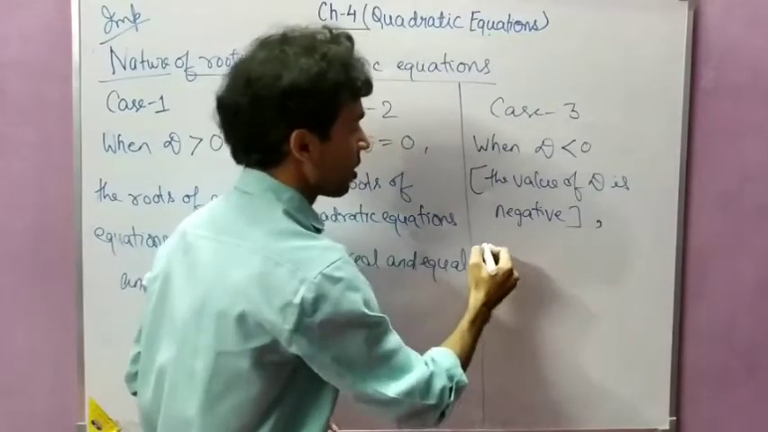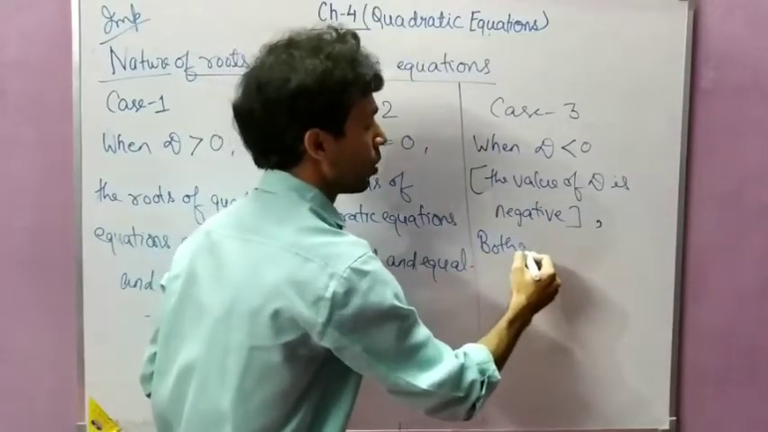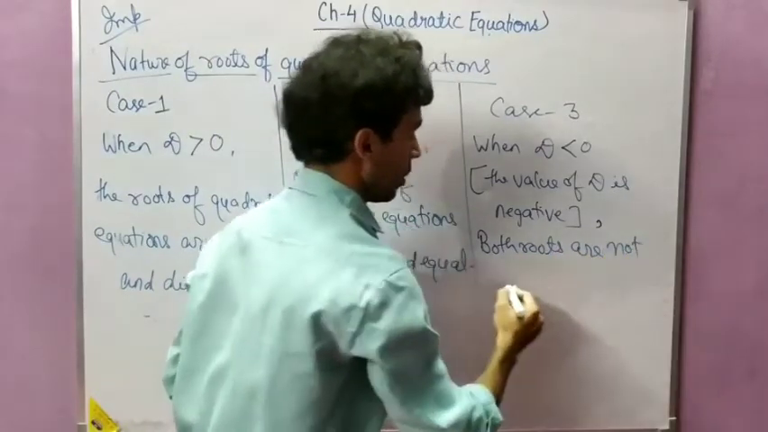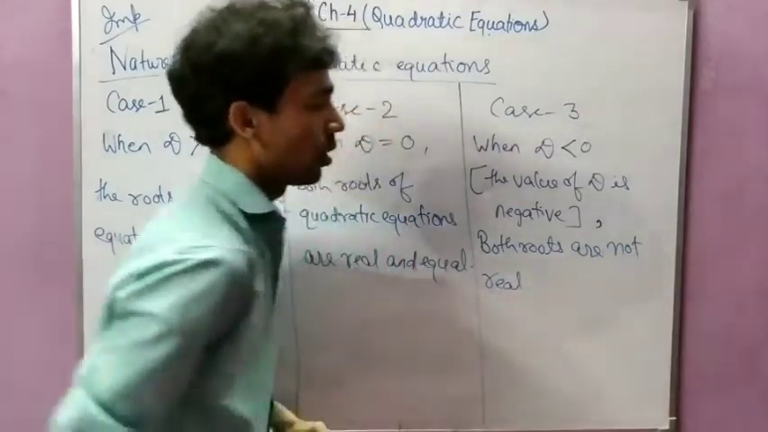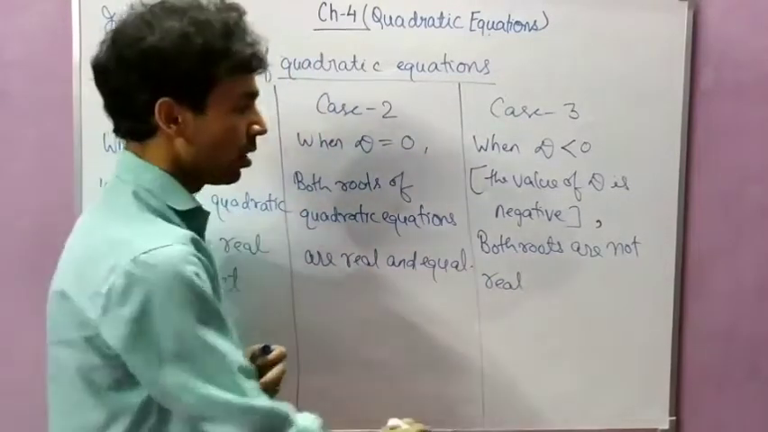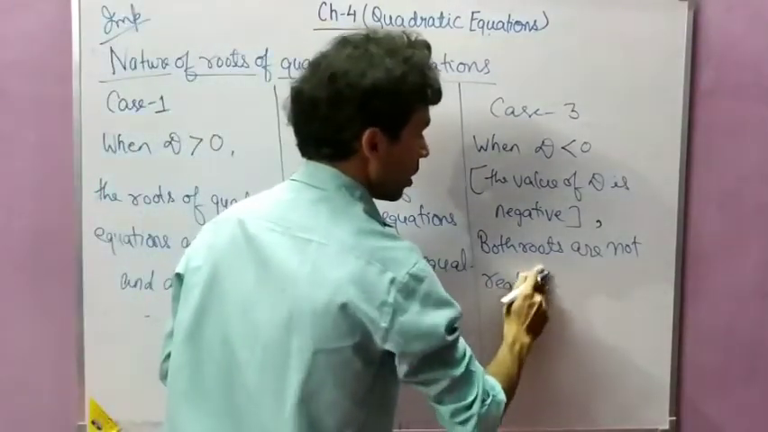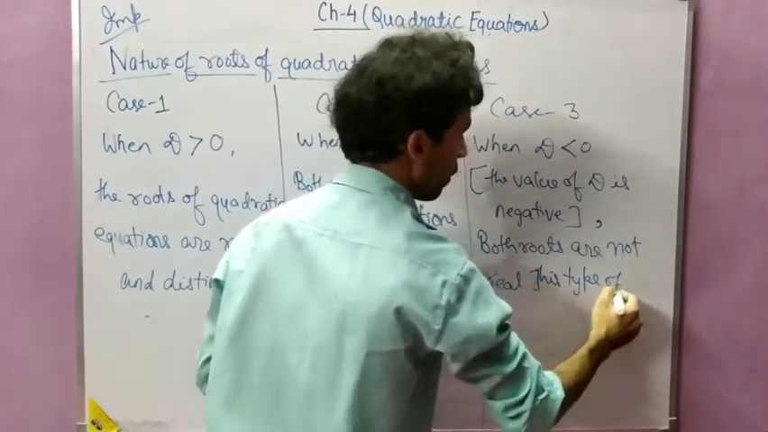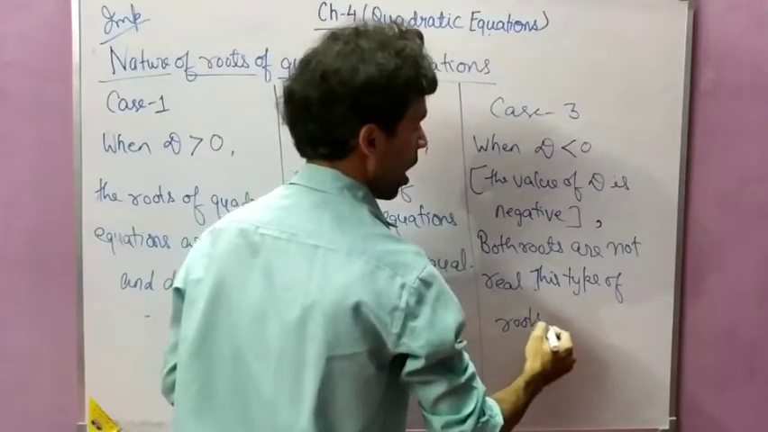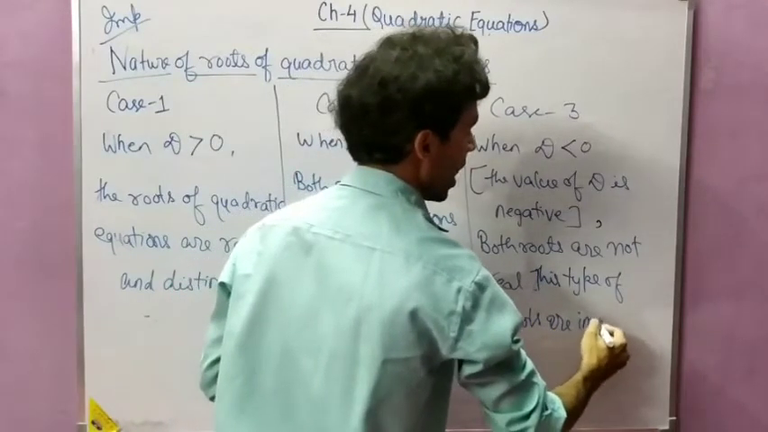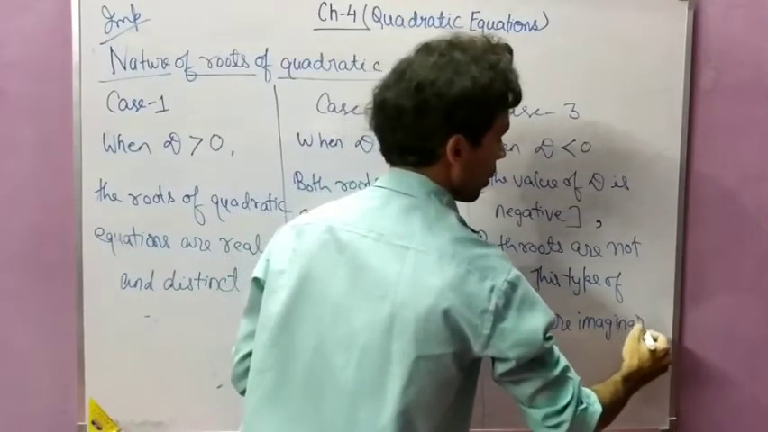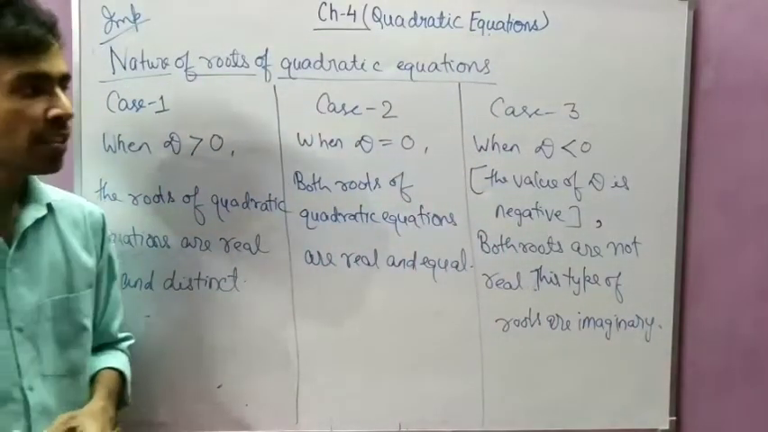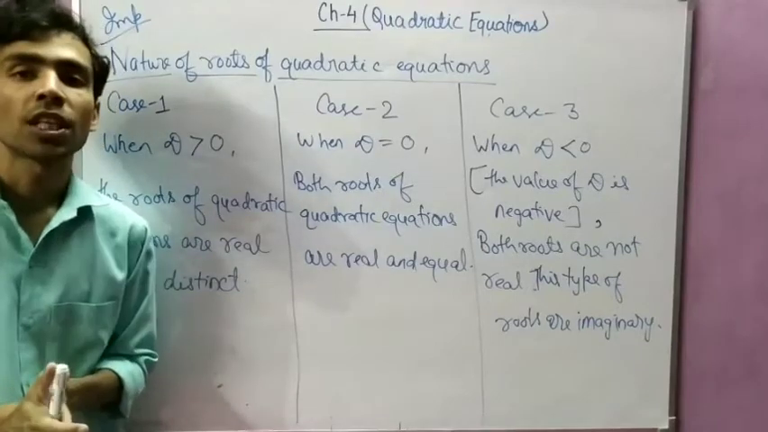So in this case, both roots are not real. Both roots are not real, and this type of roots are imaginary. Okay, so these are the three cases how to check the nature of the roots.